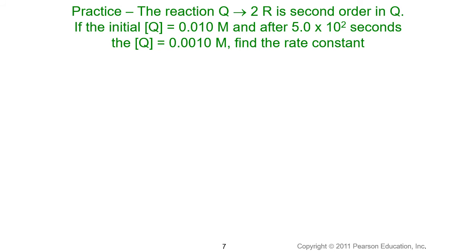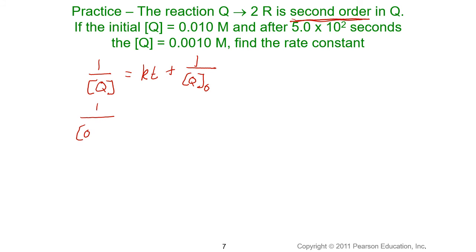Determine the rate constant for this reaction. Pause the video to determine your answer. This reaction is a second order reaction, which means that we are going to use 1 over the concentration of the reactants equals kt plus 1 over the initial concentration of the reactants. We are told that after 500 seconds, our concentration is 0.001 molar. We're trying to find k. The time is 500 seconds. And our initial concentration is 0.010 molar.